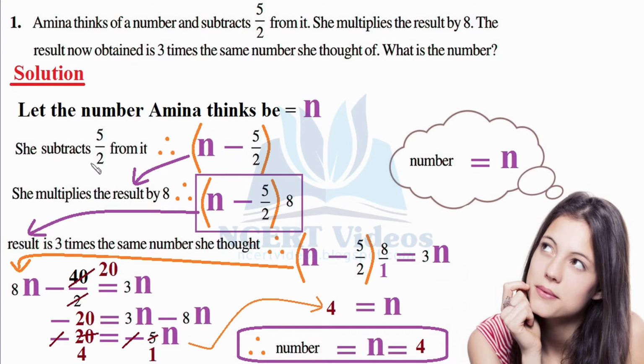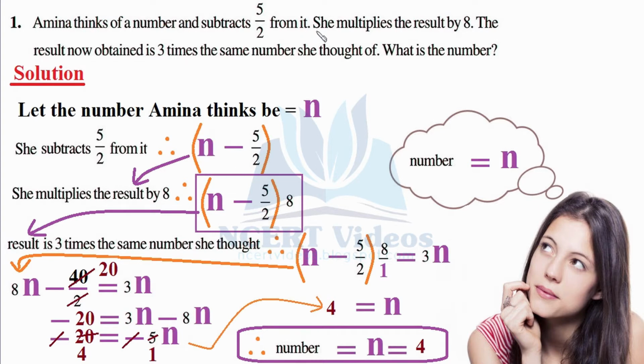Remember, an important point here is not to write it the other way. That is, 5/2 minus n would be wrong. Always understand the problem carefully. It says she subtracts 5/2 from it, not the other way around. So we wrote n minus 5/2.